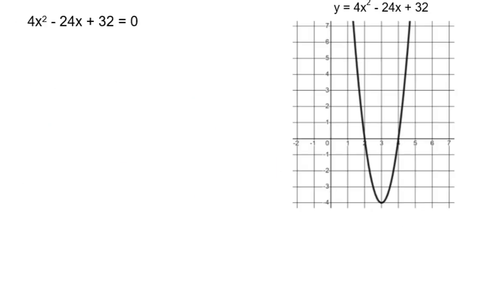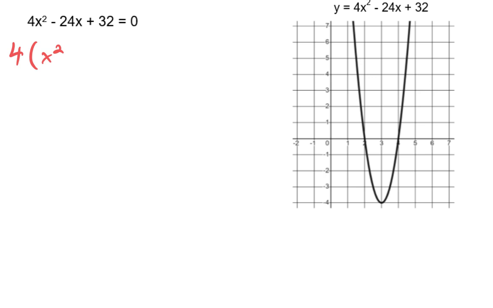So we'll do one last example here that uses a lot of the types of factoring, I think. We've got 4x squared minus 24x plus 32 equals 0. Let's look first for a common factor. Our common factor here is 4. Each of these is divisible by 4. So we're going to pull a 4 out front.